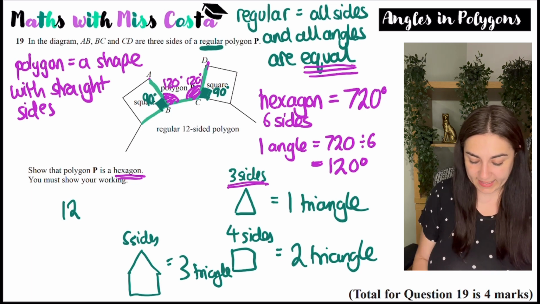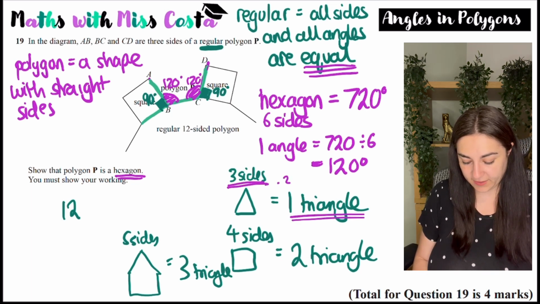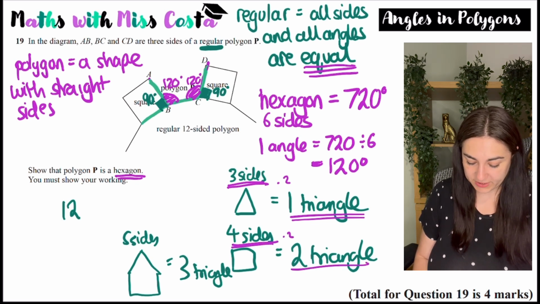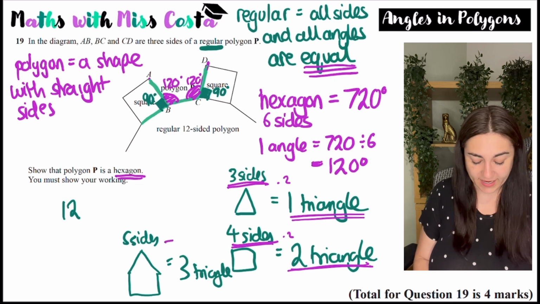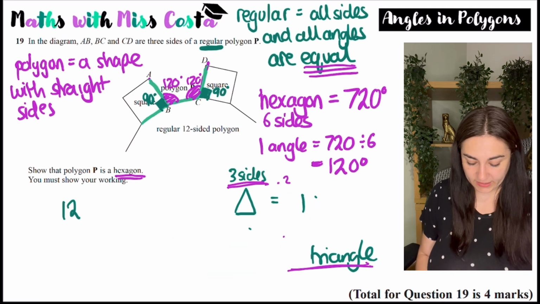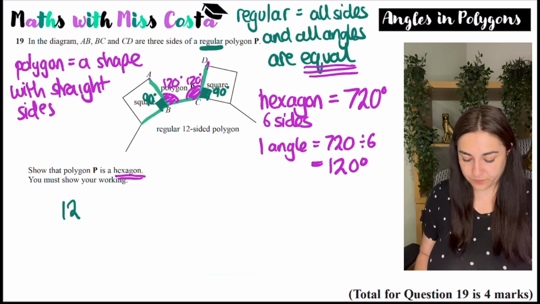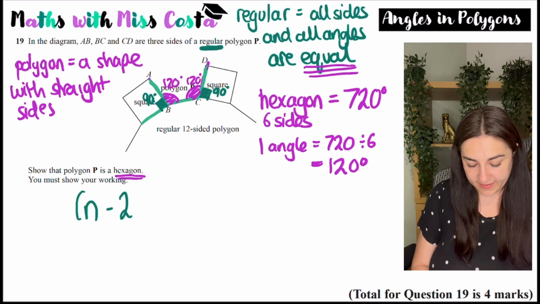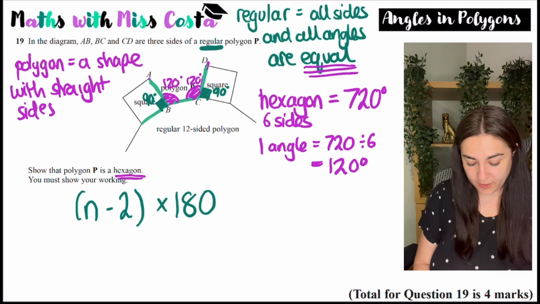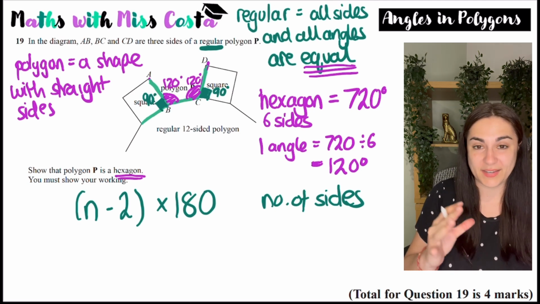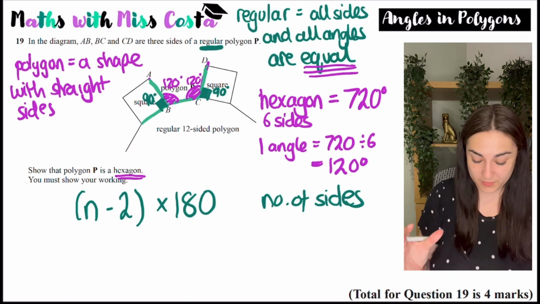So hopefully you see that however many sides, if you take 2, it tells you how many triangles you get. For a 4-sided shape, if you take 2, it makes 2 triangles. For a 5-sided shape, you take 2, it gives you 3 triangles. So the formula for working out the interior angles is n take 2 times by 180, because n is the number of sides, and however many sides you have, if you take 2 from that, that tells you how many triangles are formed in that shape.